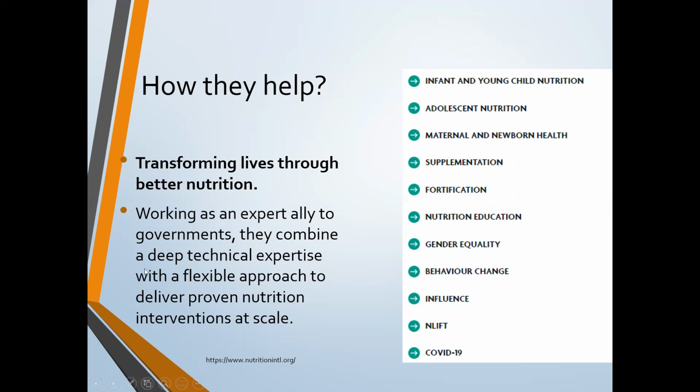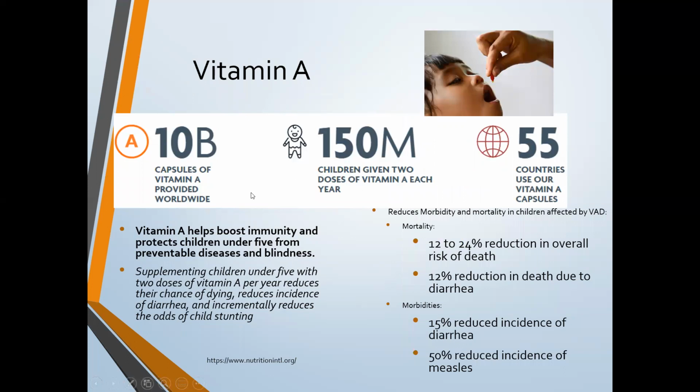Working as an expert ally to the government, they combine deep technical expertise with flexible approaches to deliver nutritional interventions at scale for these populations, especially during the COVID-19 period. Some of the data presented by this organization shows a huge problem of vitamin A deficiency that is causing blindness. If we provide fortification through milk or food, we can reduce the incidence of diarrhea and blindness among children. A 12 to 14% reduction in the overall risk of death can be achieved, and a 12% reduction in mortality due to diarrhea, by introducing vitamin A.